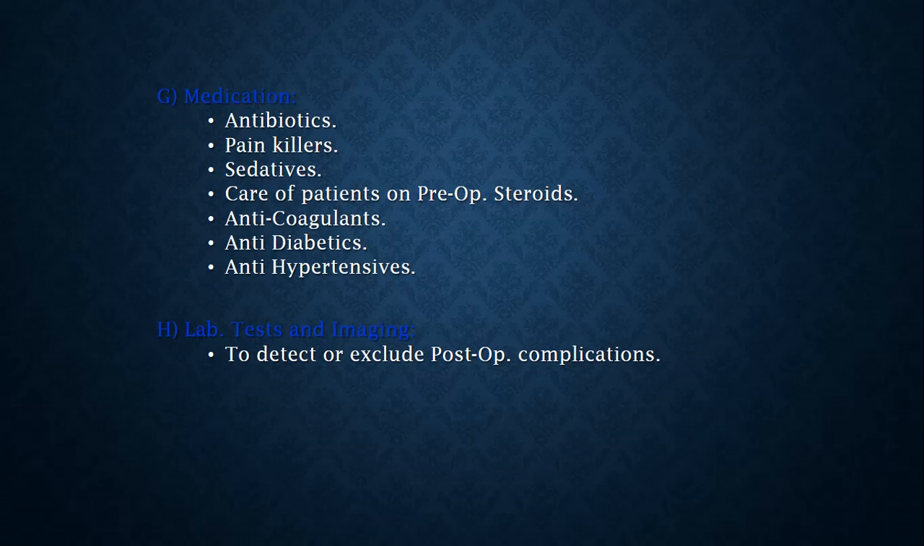Care should be given to the patients who are on preoperative steroids. Anticoagulants can be given to patients who are high risk or have vascular surgery. Antidiabetic and antihypertensive medication should be started at the earliest to control diabetes and hypertension. Certain lab tests and imaging investigations need to be done to detect or exclude postoperative complications.